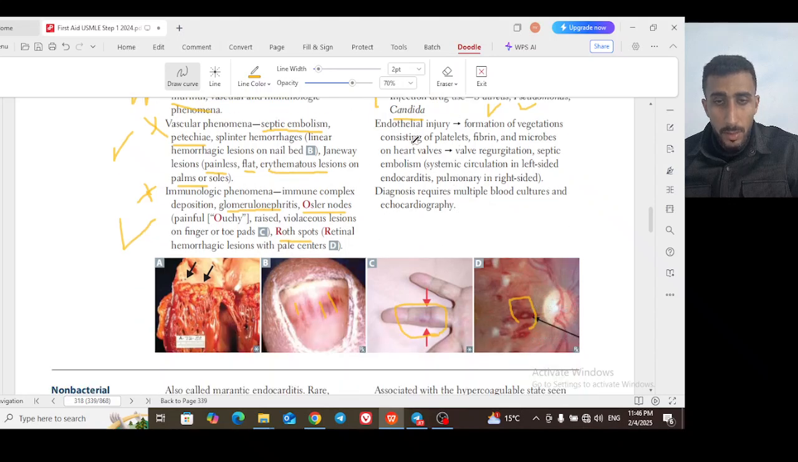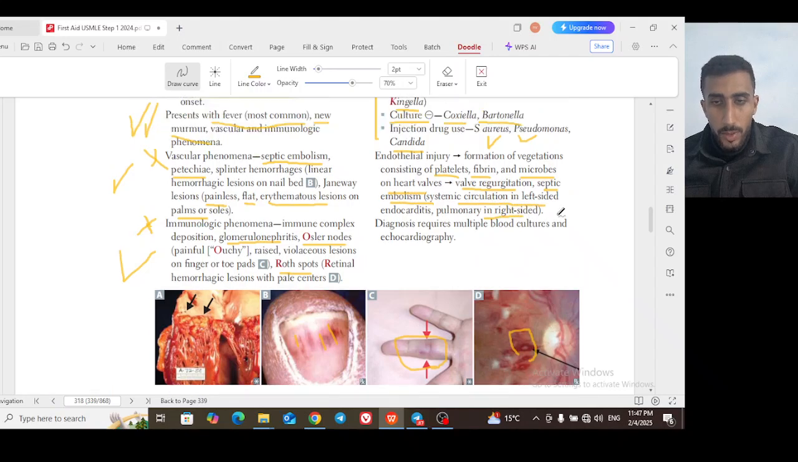The hallmark of the disease is endothelial injury and the formation of vegetations. These vegetations are infected, so they not only contain platelets and fibrin, but also include microbes on the heart valves. The acute effect is valve regurgitation, and there may be a septic embolism, to the systemic circulation if it is on the left side, or otherwise if it is on the right side.